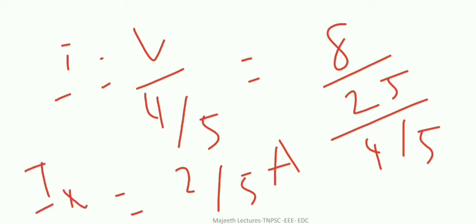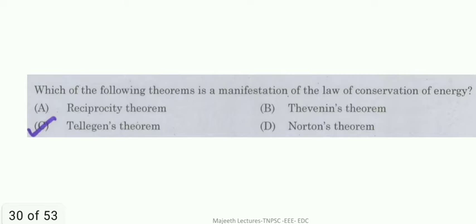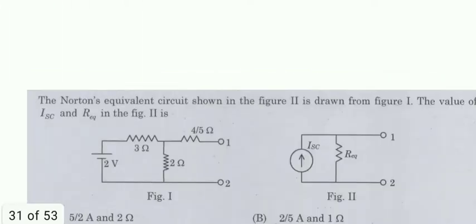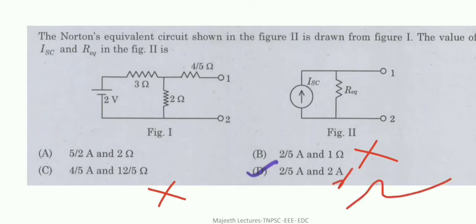So let us go and see which option is correct. All right. So already we found 2 by 5 ampere, and already we found R is 2 ohm. Out of these A and D, we already know this one is wrong because it is 2 ohm, it is not ampere. R equivalent is 2 ohm and I should be 2 by 5. So this is also wrong. So option D is the right answer.